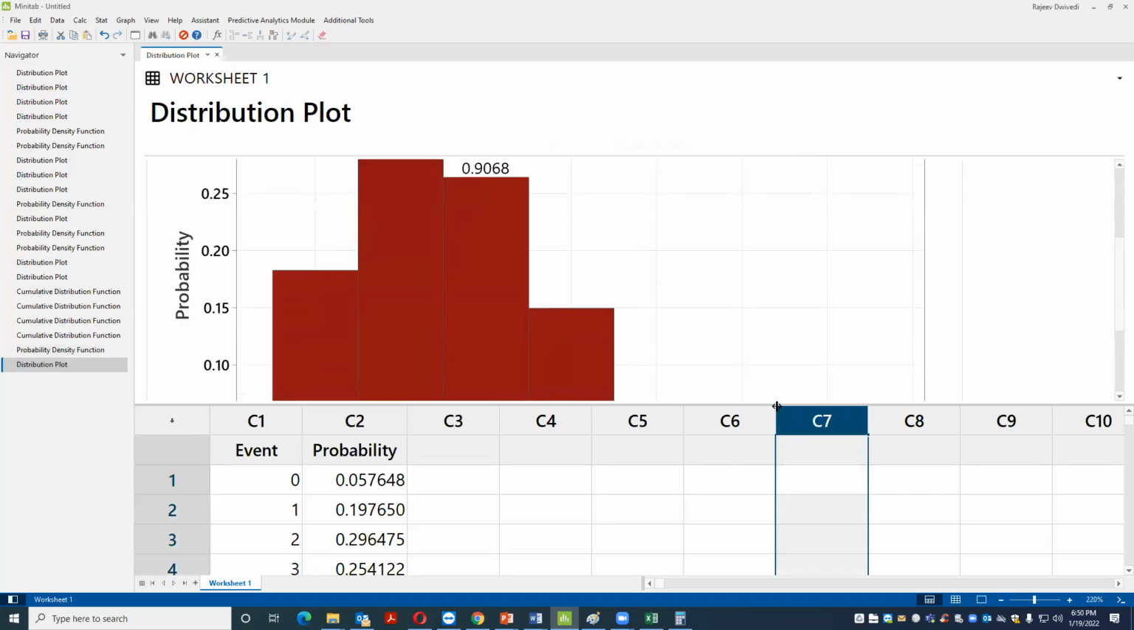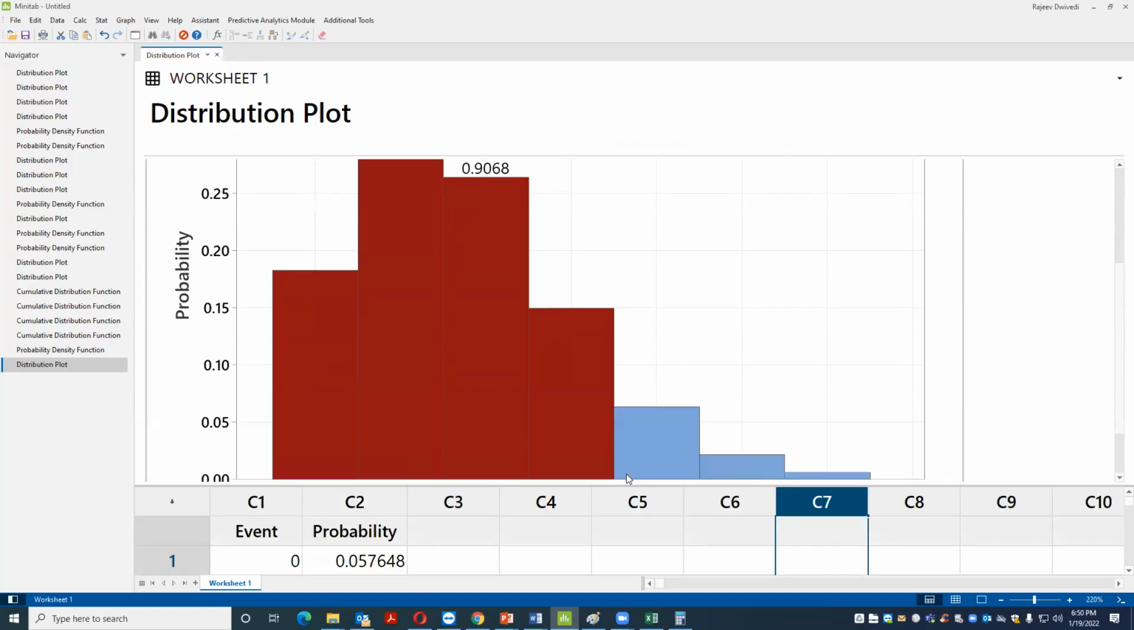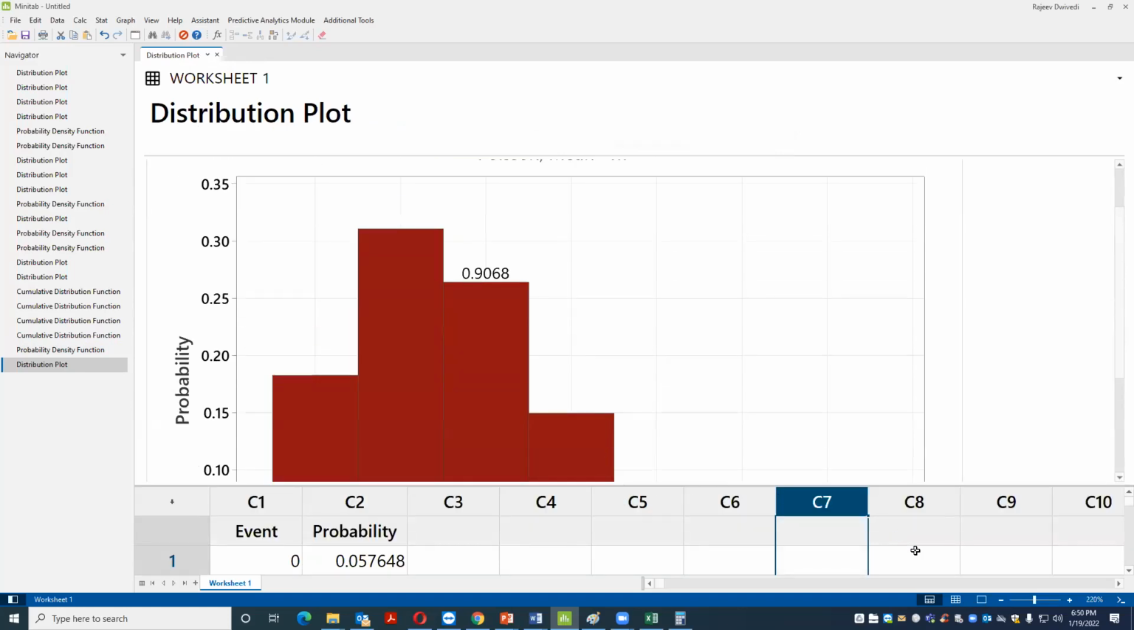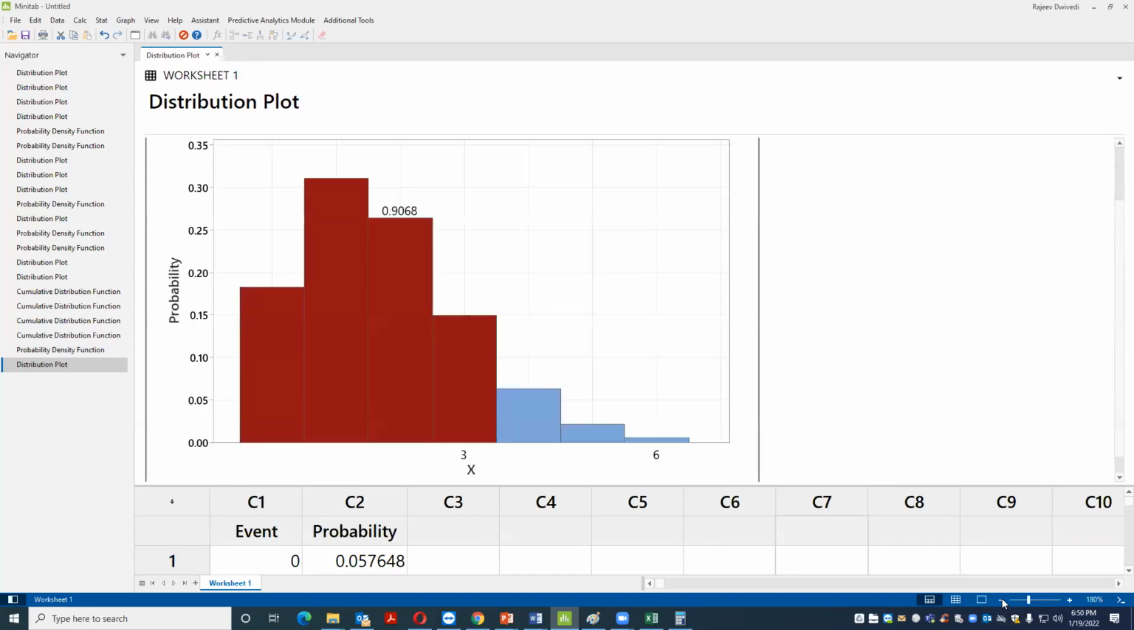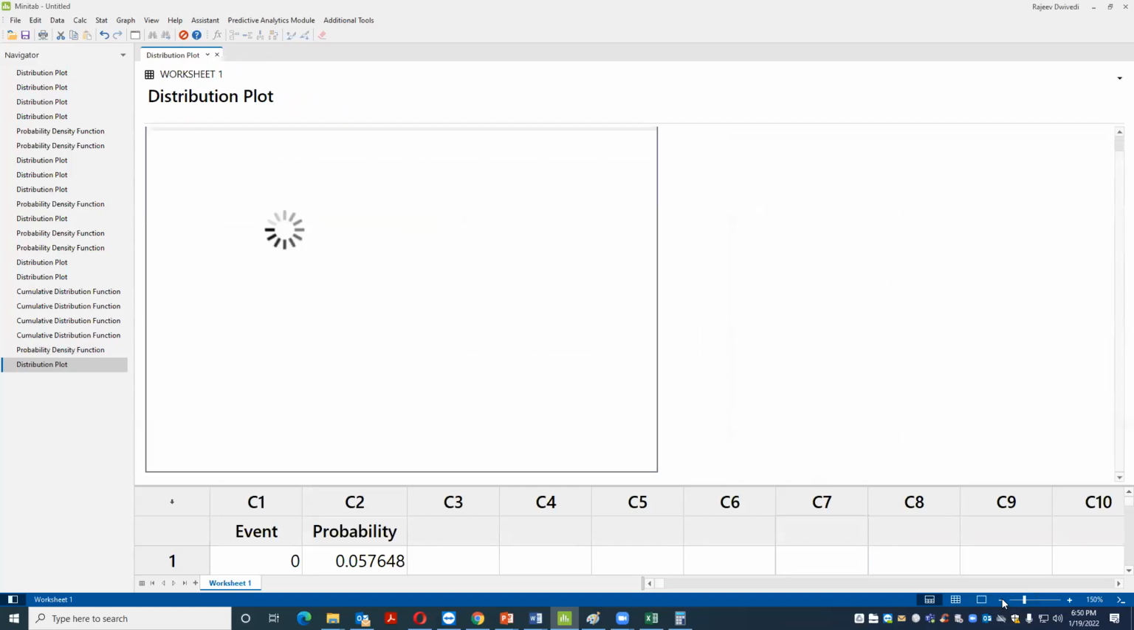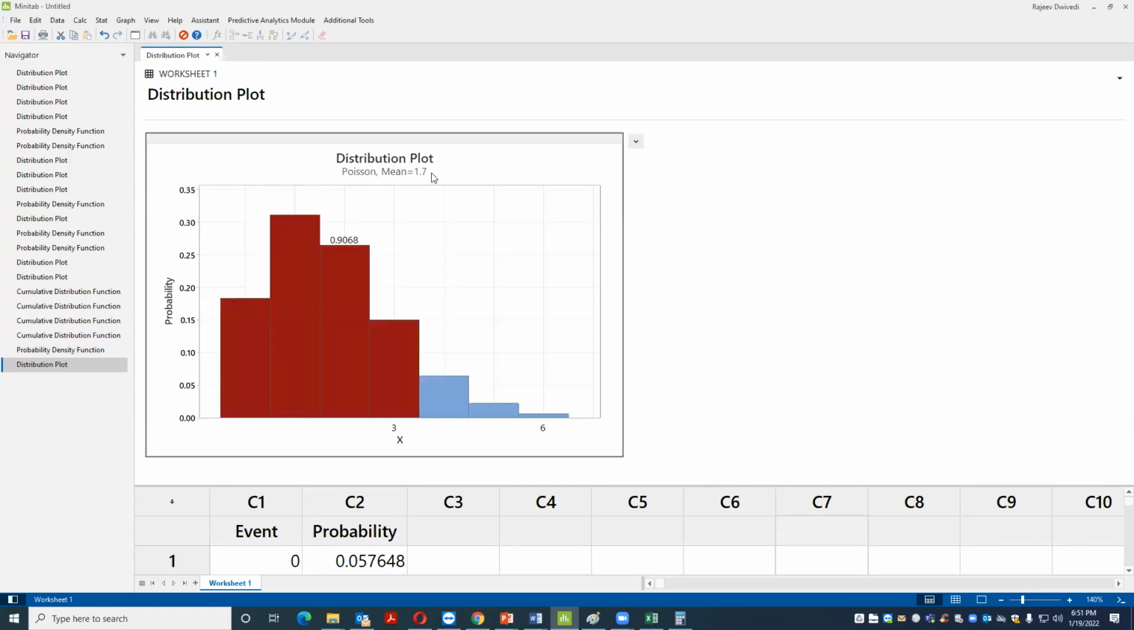So this is the probability distribution. Okay, now you can see the mean is 1.7. Look at the probability of 0, 18%. What is the probability of 1? What is the probability of 2? What is the probability of 3, 4, 5, and 6?